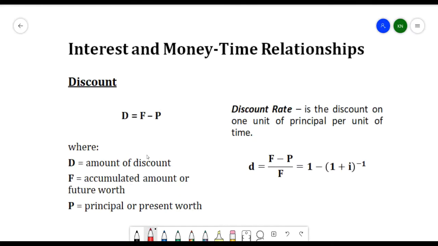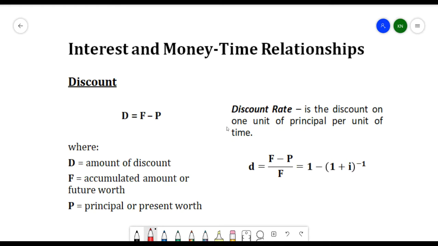So now we will be discussing how we can solve the discounts of a certain purchase or discounts of a loan amount. We have here the formula of the discount, which is D equals F minus P, where F is the accumulated amount or future worth and P is the principal or present worth. From the previous videos, we have been talking about the F and the P, the principal, the future worth, and now we'll be discussing the amount of discount or the D.